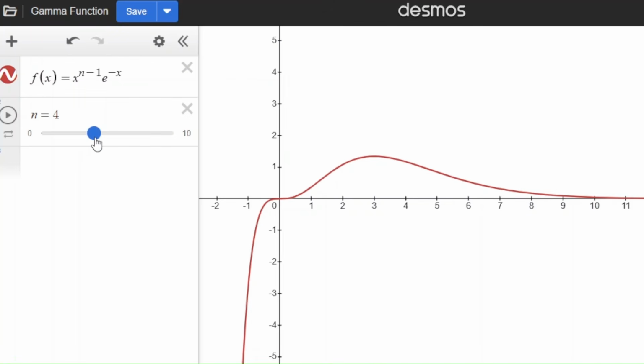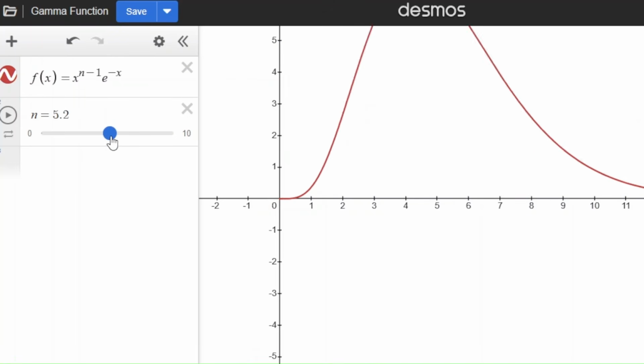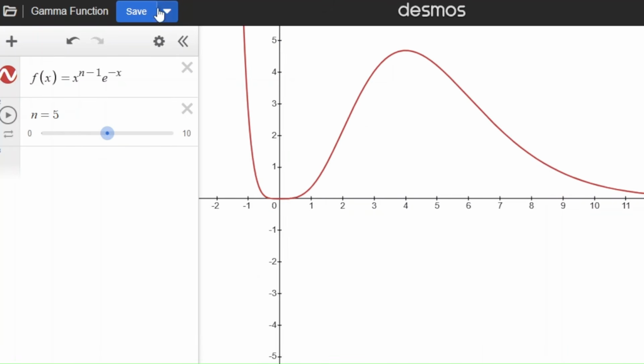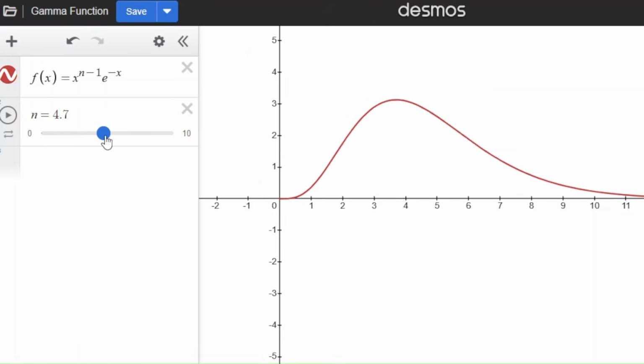It's 3 factorial. But notice we can move this slider. So, for example, if we look at gamma of 5, our function now is x to the 4th times e to the minus x. Gamma of 5 is the area underneath this function between 0 and infinity, and it turns out that this area is 4 factorial. It's 24 square units. But notice that n does not have to be an integer. So we could ask, what's gamma of 4.7? And that's going to be the area underneath this curve, and that's what we're going to sort of think of as 3.7 factorial.